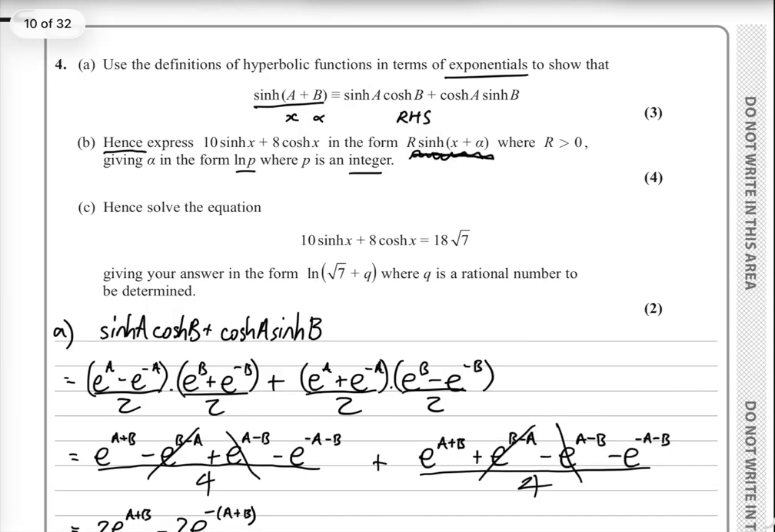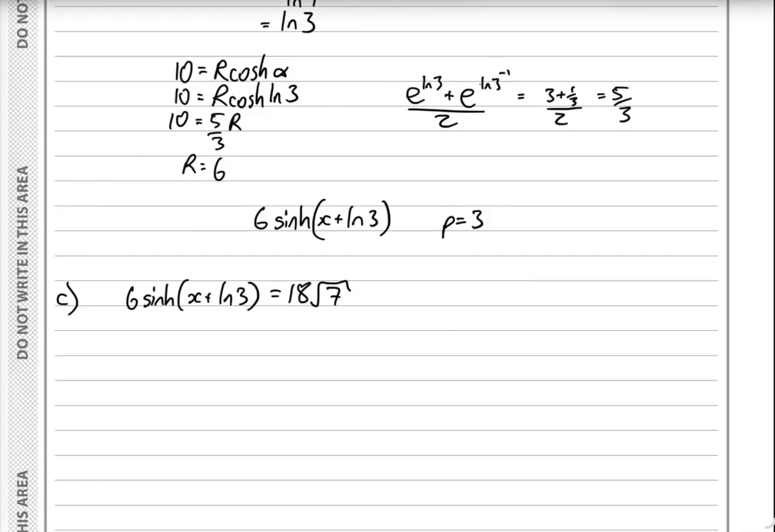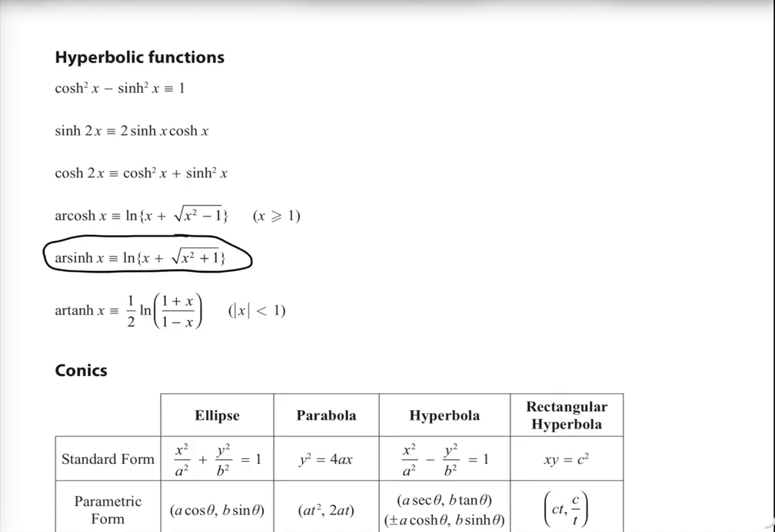Next section, hence again, hence solve the equation this equals 18 root 7. So the thing we've just found, basically, we're going to equate to 18 root 7, giving an answer in this form here where q is a rational number. So the thing we finished with here, 6 sinh of x plus log 3 is equal to 18 root 7. Dividing both sides by that 6. And then of course we're going to have an arsinh. Back to the formula booklet in just a second. Now it's this one I'm going to take across.